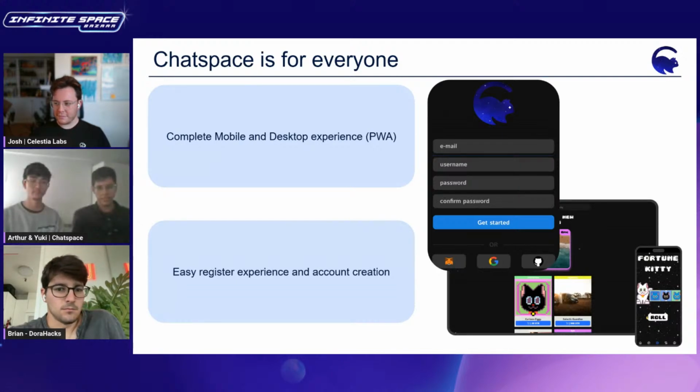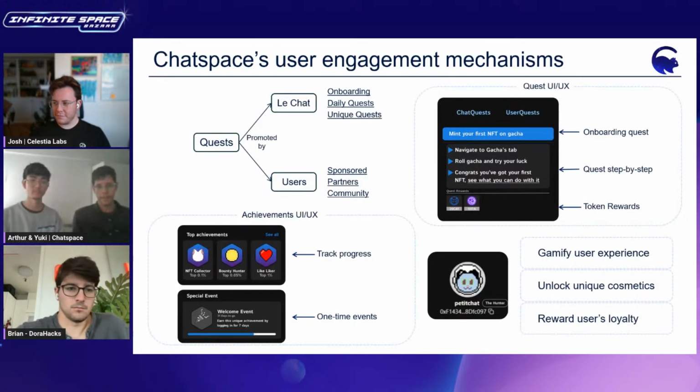And it's for everyone because we provide a complete mobile and desktop experience as a PWA with easy registration and account creation. So the ChatSpace user engagement mechanism is divided into two pillars: quests that can be promoted by us, ChatSpace, and promoted by users. These two separately have their own features, and it's shown here on the right side of my screen how a quest looks. The second pillar is the achievements.